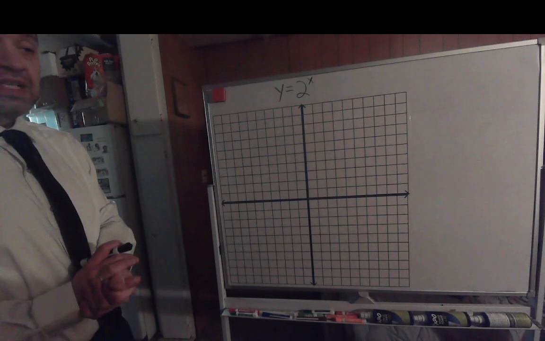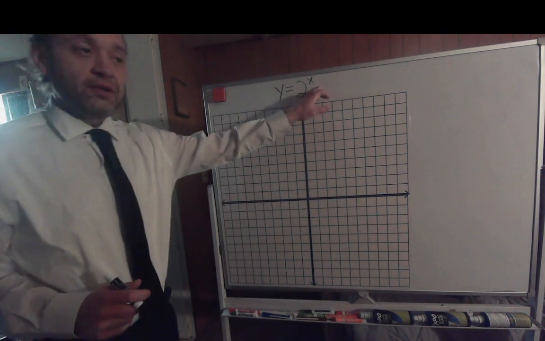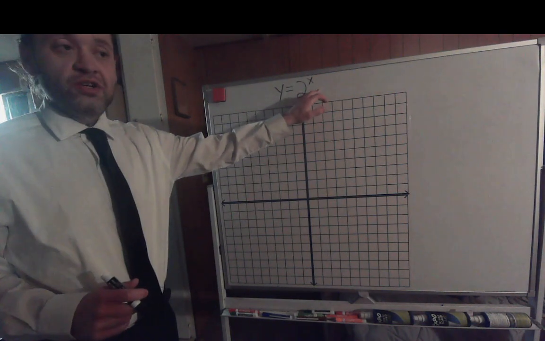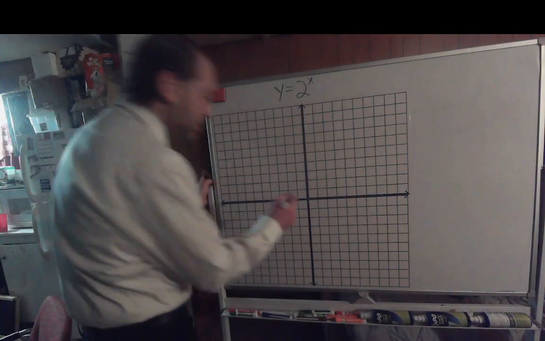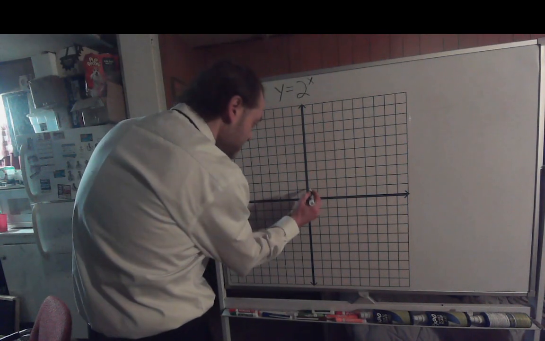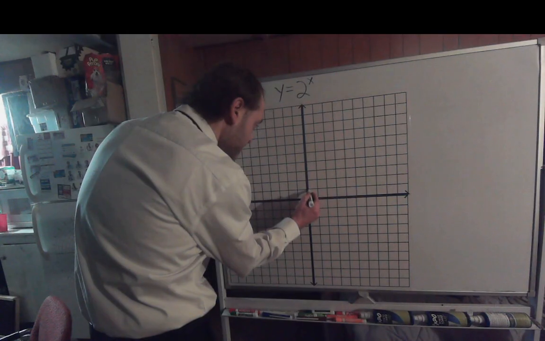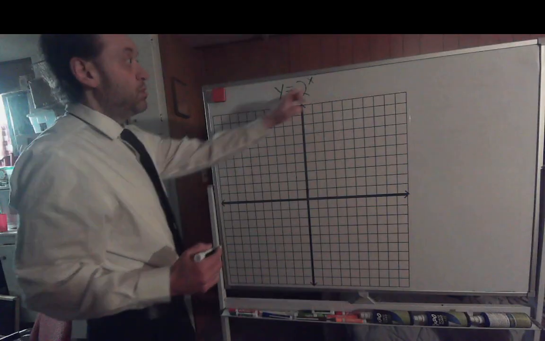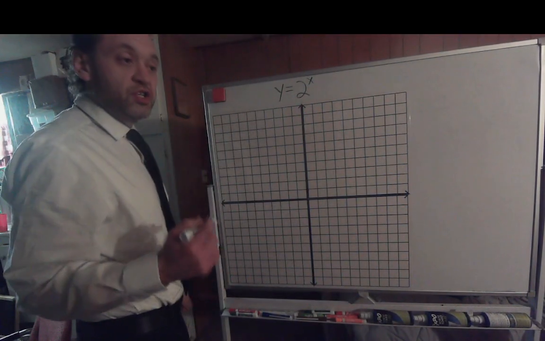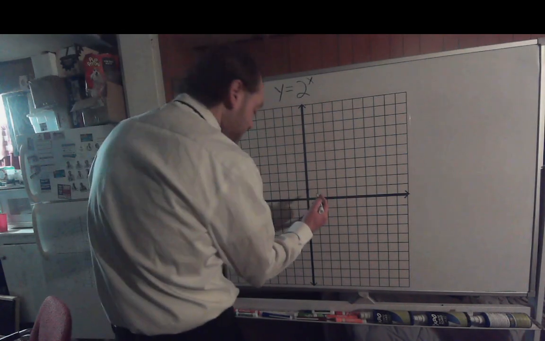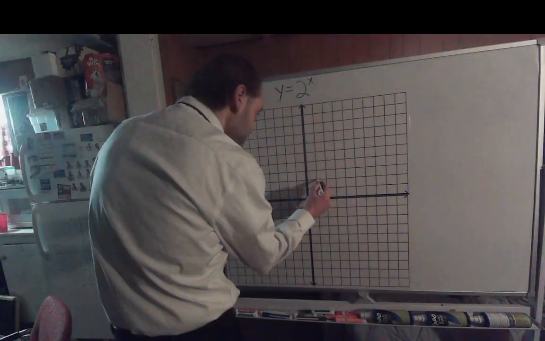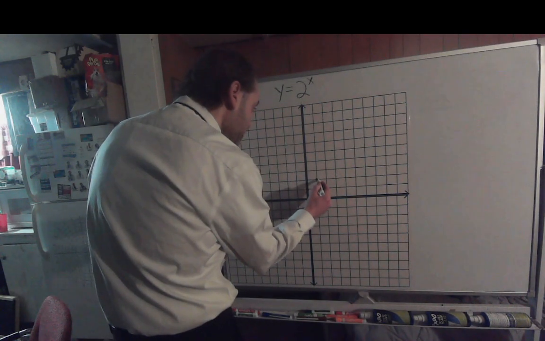So let's start at 0, right? When x is 0, so you take 2 to the 0 power, what's that? You get 1, right? So when x is 0, y is 1. So we'll plot the point 0, 1. Now, what about when x is 1? So that would give you 2 to the first, right? What's 2 to the first? That would be 2. So you'd have 1, 2.